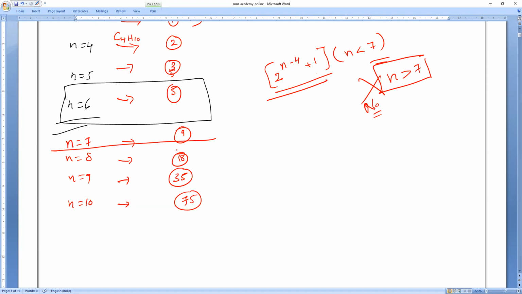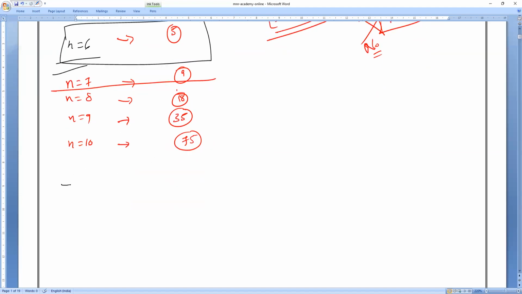Isomers of C6H. How much will come? C6 means n equals 6. So what is the general formula of alkanes? Everybody, make it quick, guys. General formula of alkane, yes, CnH2n plus 2. So if n equals 6, what is the formula? C6H2 into 6 plus 2, which is equal to C6H12 plus 2, that's C6H14.